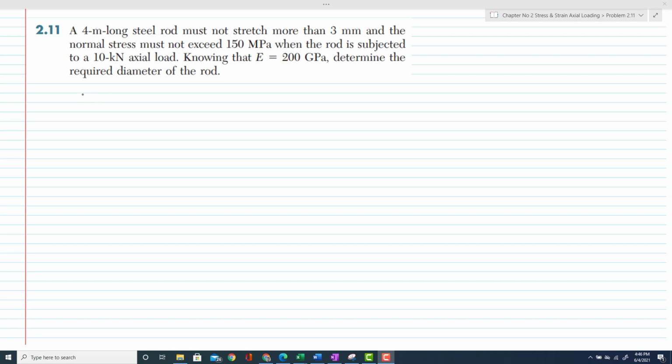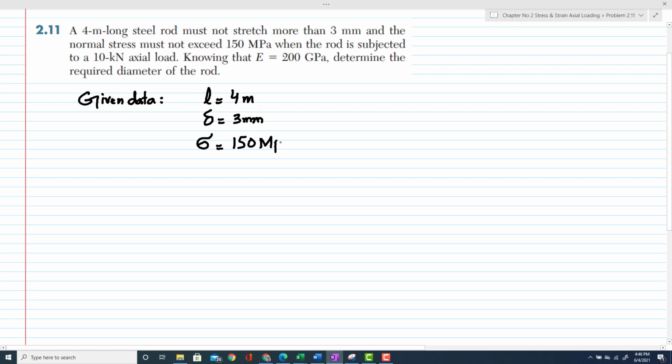So let's start with the given data. A 4 meter long steel rod, so length is equal to 4 meter, and it must not stretch more than 3 millimeters. So elongation, that is change in length, must not exceed 3 millimeters and the normal stress must not exceed 150 megapascal. So normal stress should not exceed 150 megapascal.